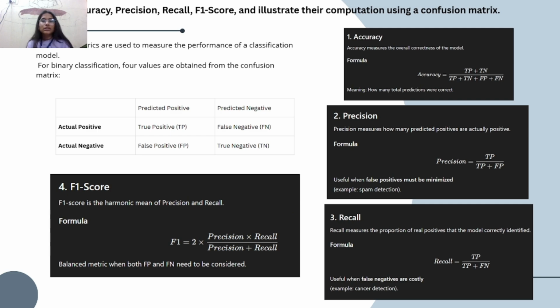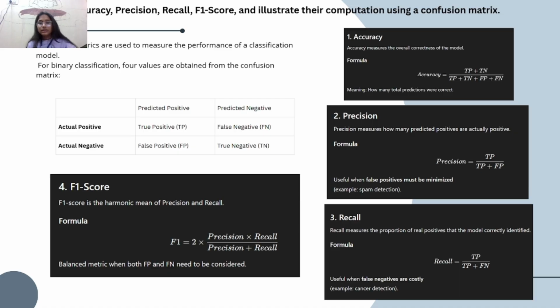Moving on to part B, define accuracy, precision, recall, F1 and illustrate their computation using confusion matrix. Here, evaluation metrics are used to measure the performance of a classification model. For binary classification, 4 values are obtained from the confusion matrix. Like we have 4 values, true positive, true negative, false positive, and false negative.